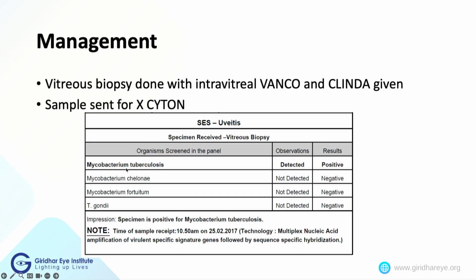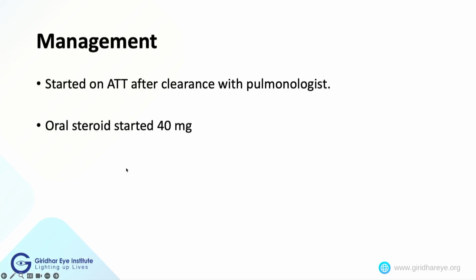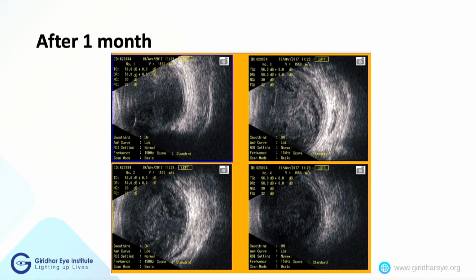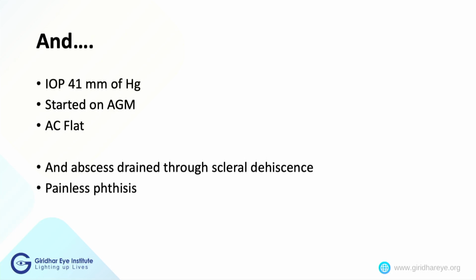This patient which I showed had excitone positive for TB, and the patient had incomplete treatment a long time back, and was started on steroid. This case we lost. In spite of all these things, it became phthisis. So I wanted to show this case just to show the importance of vitreous tap.